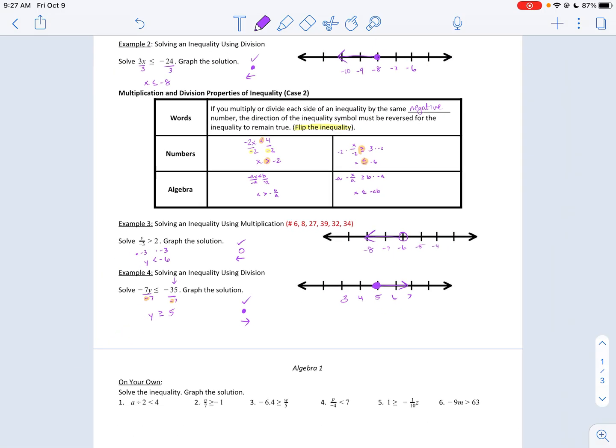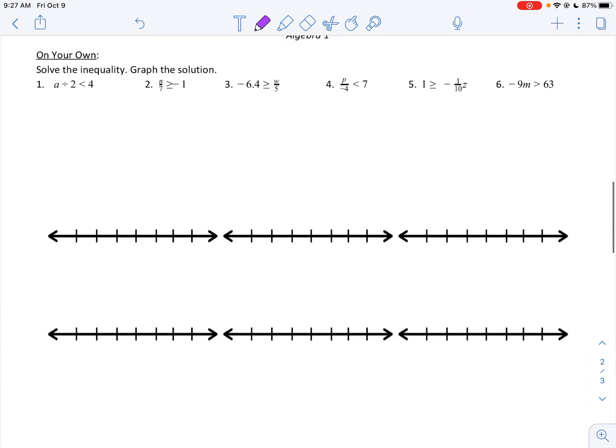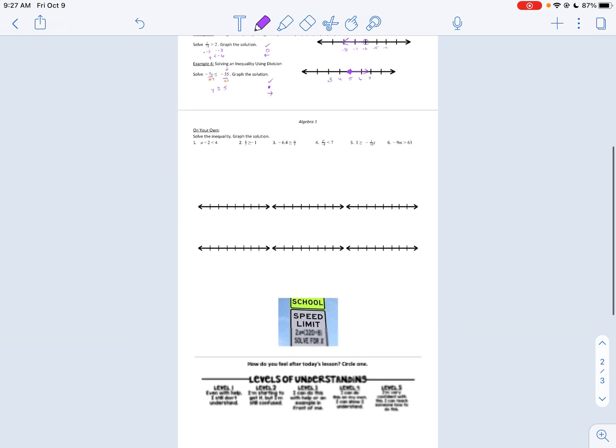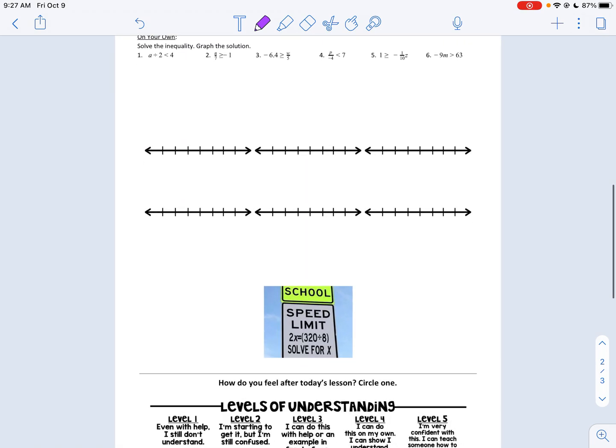Okay, awesome. So why don't you try on your own 1 through 6. Put it on Edpuzzle. Remember, don't worry about the graph. Just do your graph on your sheet of paper, but then only put the solution onto Edpuzzle. And then afterwards, fill out your level of understanding. If you have any questions, we'll go over it on the next school day. Bye, everyone.